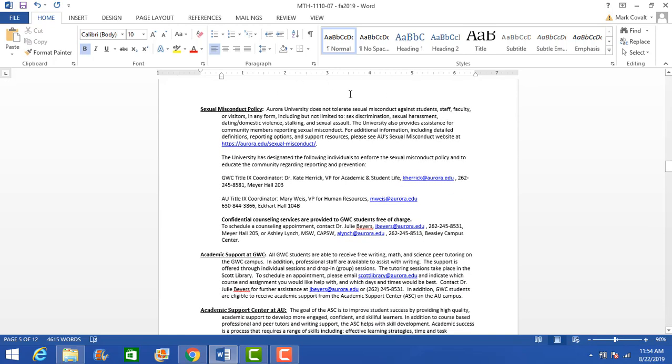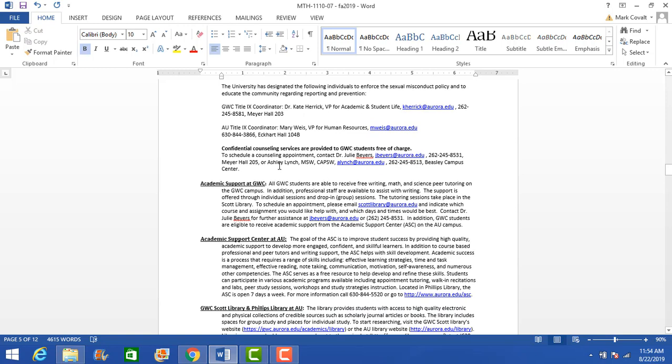So here's the policies on sexual misconduct. So read that. Very important information here. All the rest of this is information for you to read on your own. A lot of this is very helpful and good resources for you.